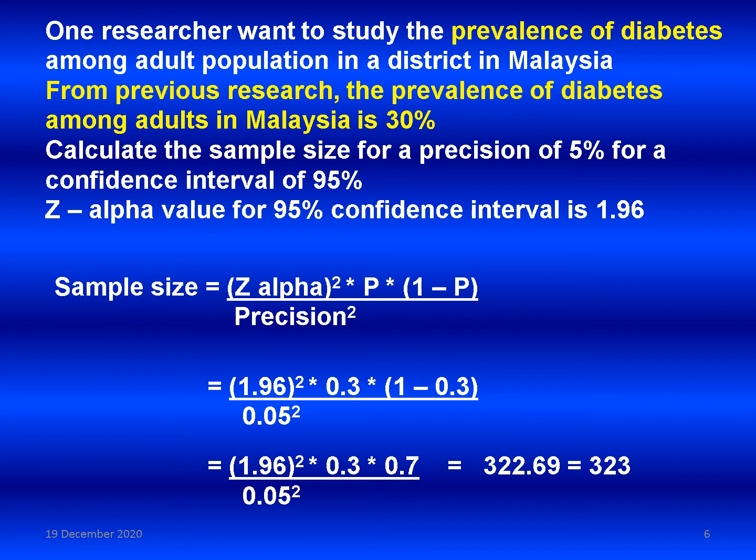So here Z alpha value is 1.96, prevalence is 30%. So we have to convert it into 30 divided by 100, that will be 0.3. 1 minus P is 1 minus 0.3, that will be 0.7. Precision is 5%, so it will be converted to 5 divided by 100, 0.05. When you substitute all these values in the formula, 323 is the sample size. Hope it is clear for you.